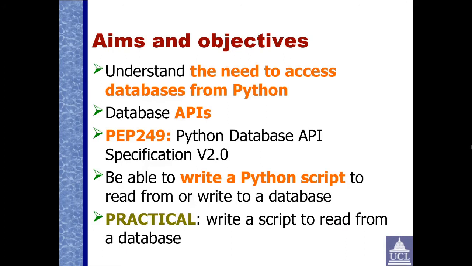Aims and objectives for this session then are, first of all, to understand the need to access databases from Python, to look at the idea of database APIs, that's application programming interfaces, to look at the PEP249 database API standard, and at the end of the session you should be able to write a Python script to read from or write to a database. And in the practical, you'll do exactly that, write a script to read from a database.